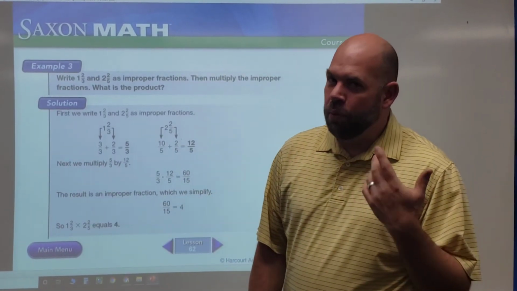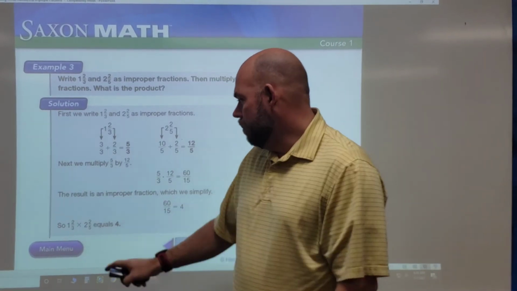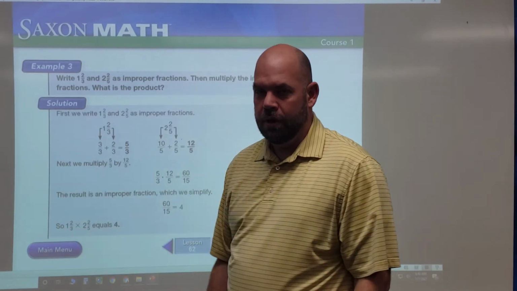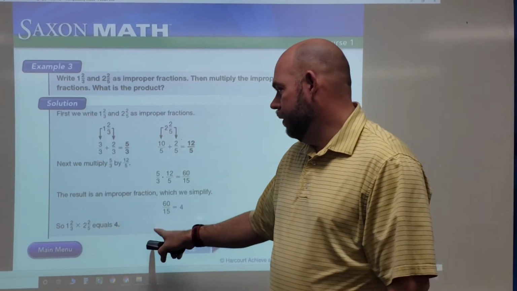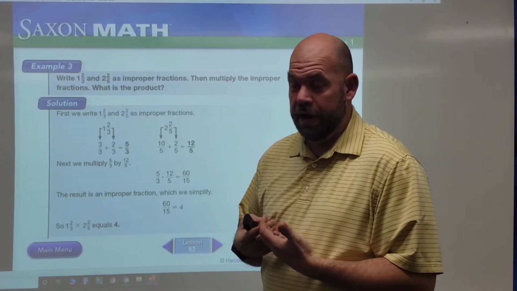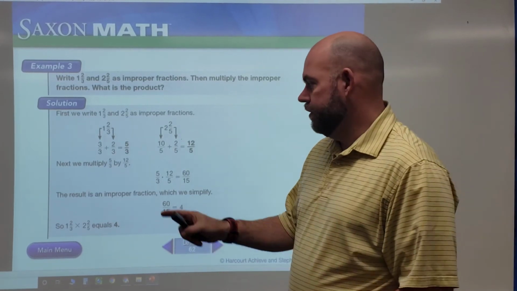And the way I like to check my math on this one, you can go back through the whole thing to check your work, but you can also just think about it logically. 2 and a little bit times almost 2. 2 times 2 is about 4. And so it makes sense that our answer is going to be close to 4, right? In this case, it's exactly 4. But it's good to check your work and just think about the fractions.